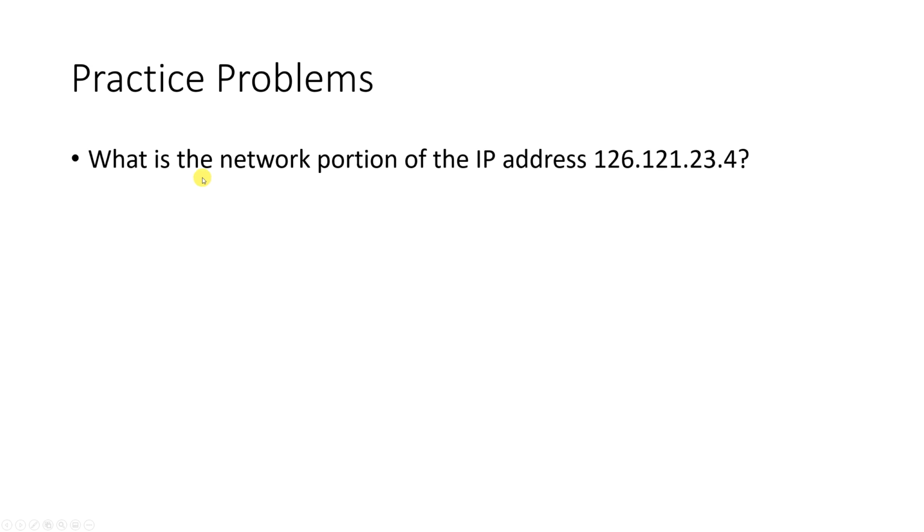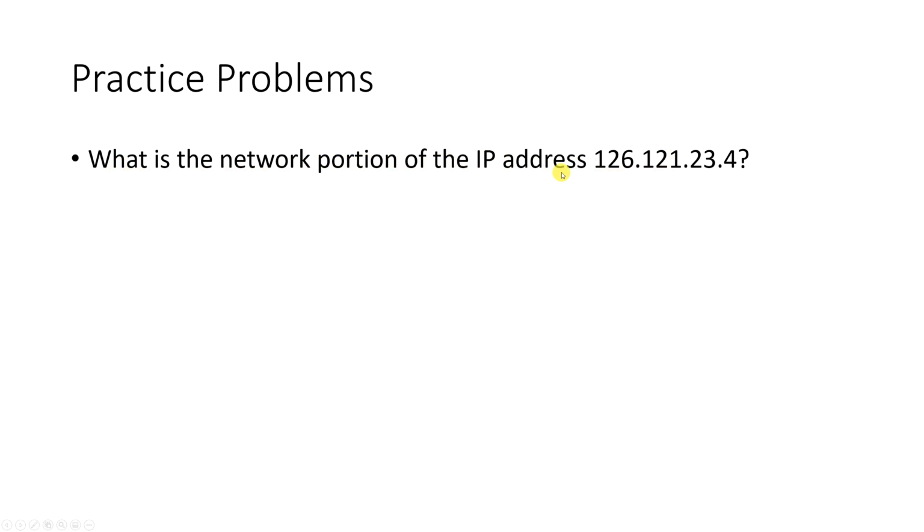So let's move on. What's the network portion of the IP address 126.121.23.4? Now, if you get any of these questions in any of my classes, what is the network portion of the IP, assume it's public. If you get this question, it's going to have a different IP. It may be phrased slightly differently, but if the question is asking what is the network portion of the IP address, assume it's public.